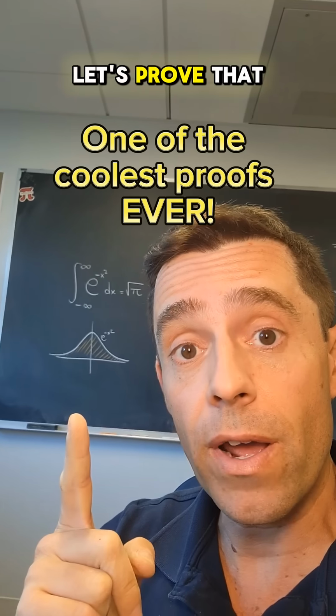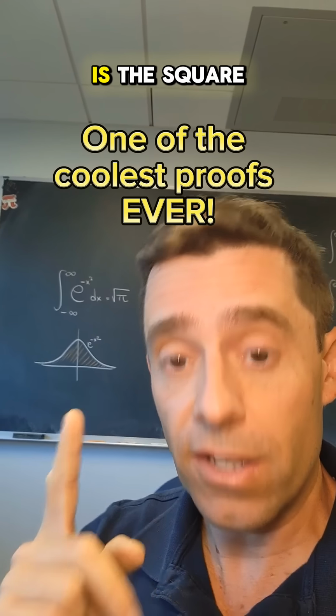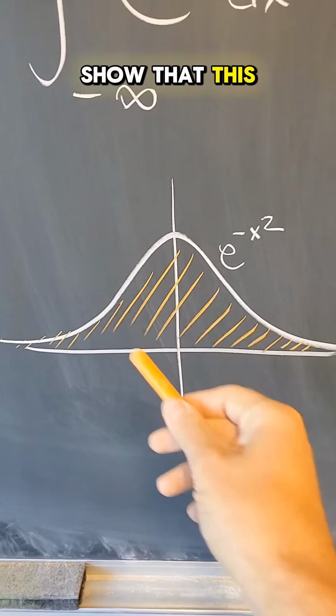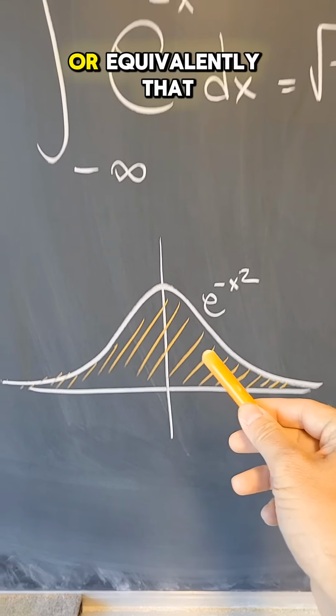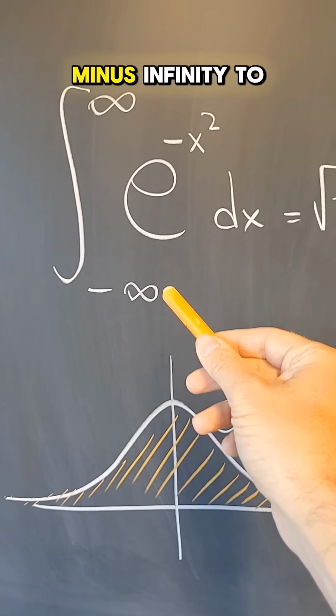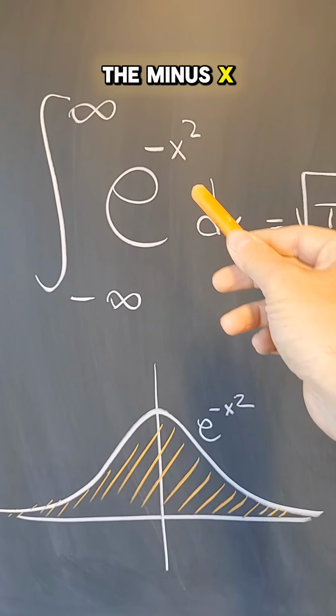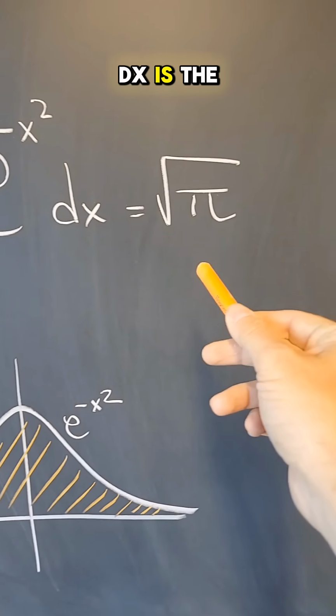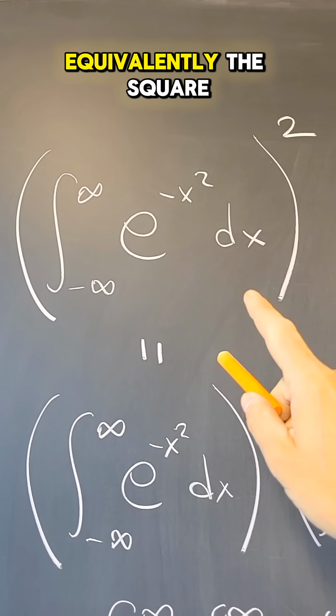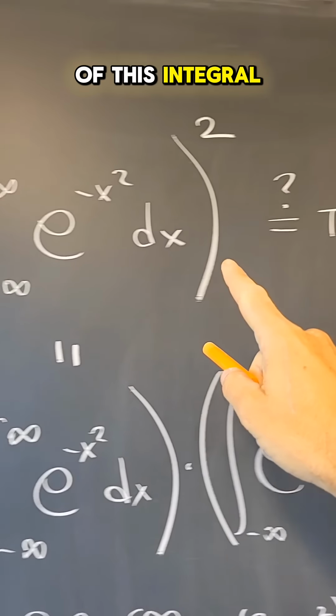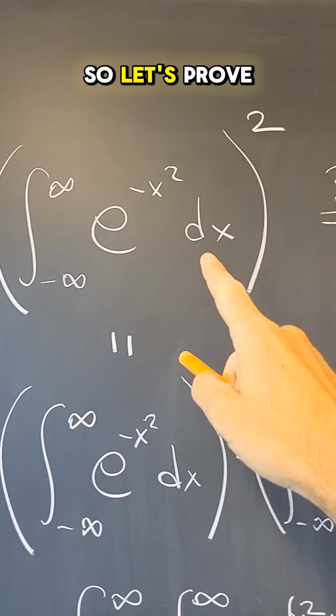Let's prove that the area under the Gaussian curve is the square root of pi. We're going to show that this area is the square root of pi, or equivalently, that the integral from minus infinity to infinity of e to the minus x squared dx is the square root of pi. Equivalently, the square of this integral must be pi, so let's prove that.